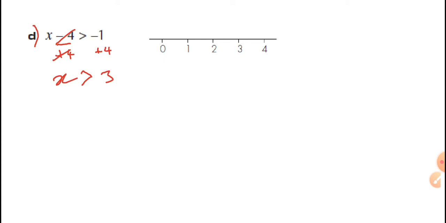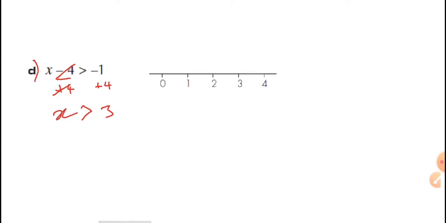How do you show this on the number line? Well, first of all draw a circle on the 3, and then it's greater, so the arrow will go this way. We will not shade it in because it is not equal to 3, it's just greater than 3. If they ask us what's the smallest integer that x could be, the answer would be x is equal to 4, but x cannot be 3. So the smallest number that x can be to satisfy this condition is 4. So the smallest x could be is 4.